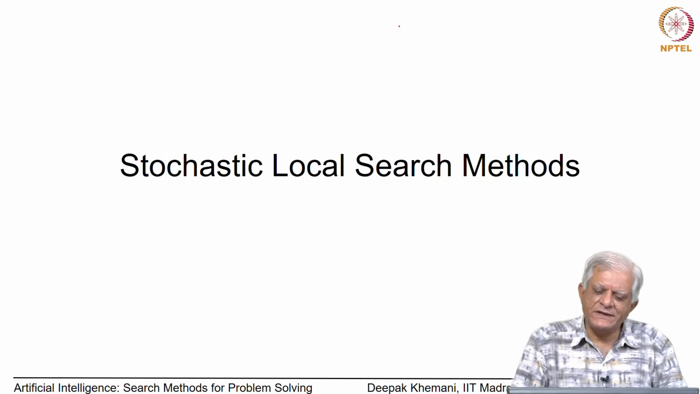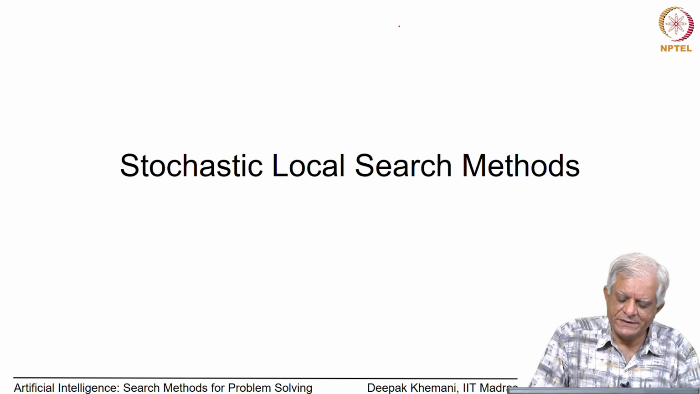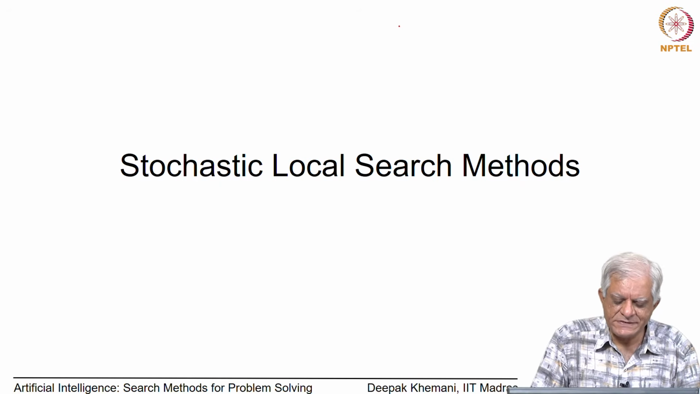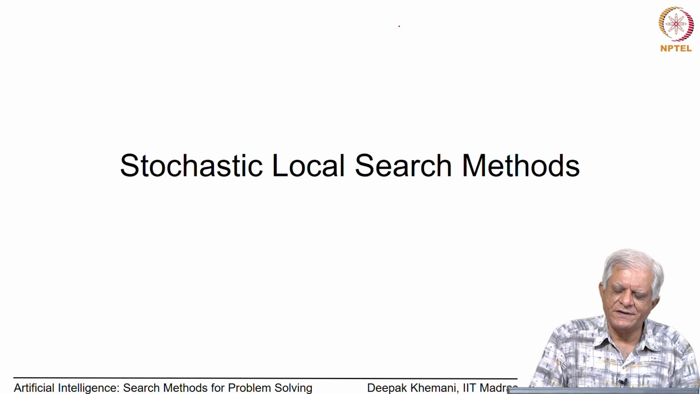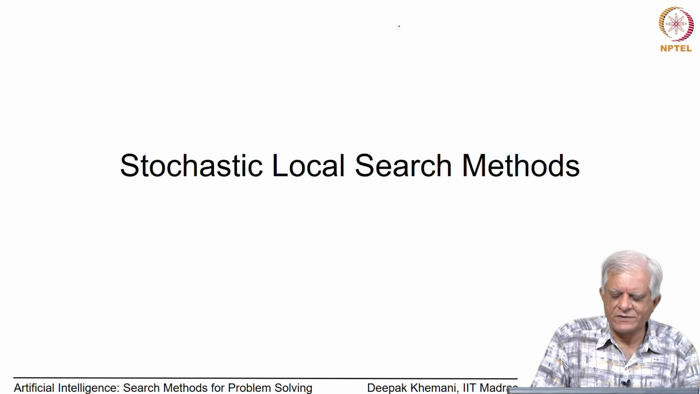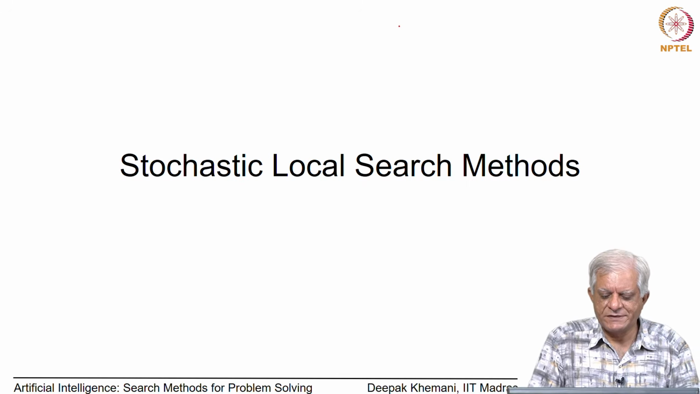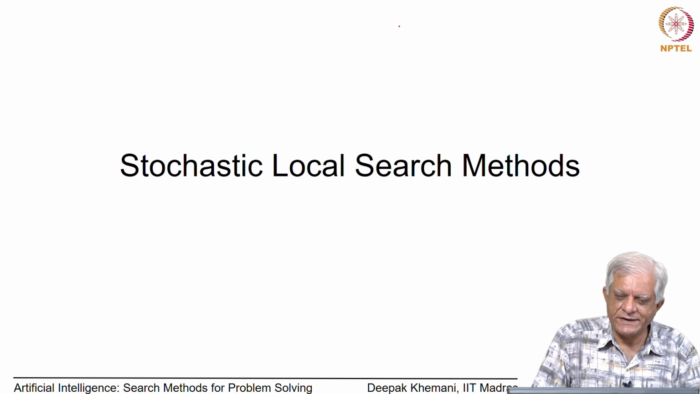So, we will stop here with deterministic algorithms, and in the next session we will move to stochastic local search methods, which are the class of algorithms also called randomized algorithms. So, see you in the next session.